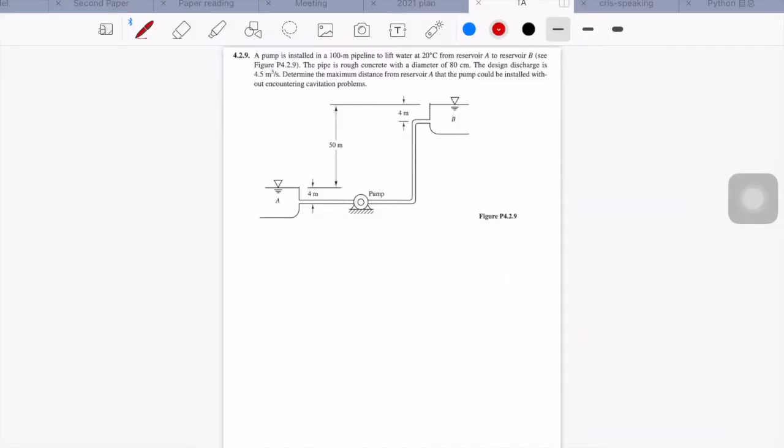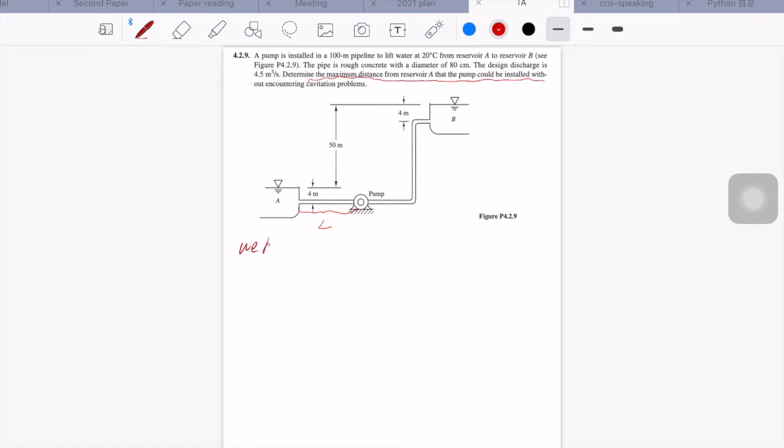For the third problem, we need to determine the maximum distance from the reservoir A that the pump could be installed without encountering cavitation problem. Actually, we need to determine this distance. Let's look at what we know first. A pump is installed in a 100-meter pipeline to lift water at 20 degrees Celsius from reservoir A to the reservoir B, and we can see on the figure.